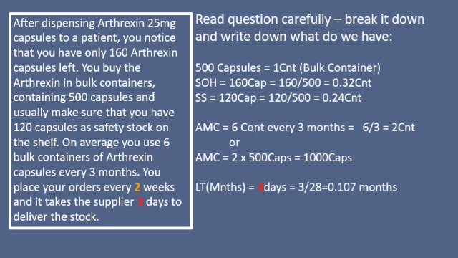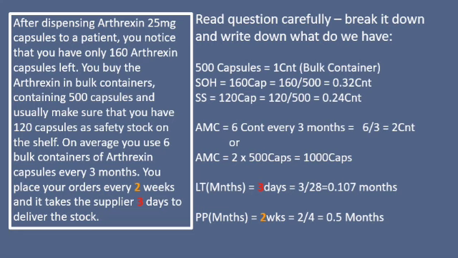The last set of values we have available is the lead time. It's indicated as 3 days. Like we've learned already, we always have to convert it into months. So 3 days converted to months, you have to do 3 divided by 28. That equals 0.107 months.